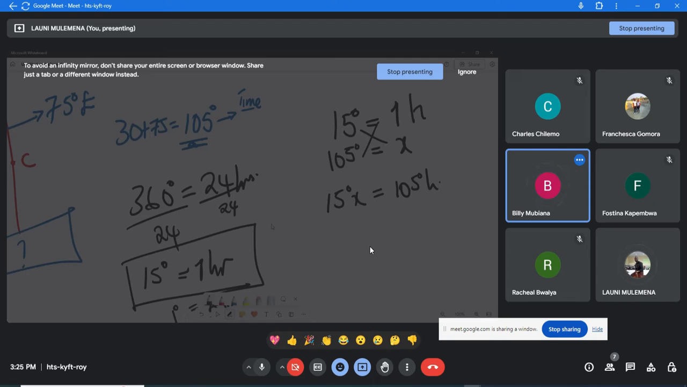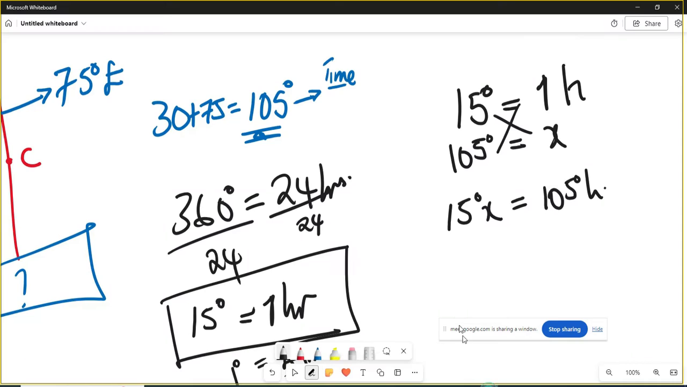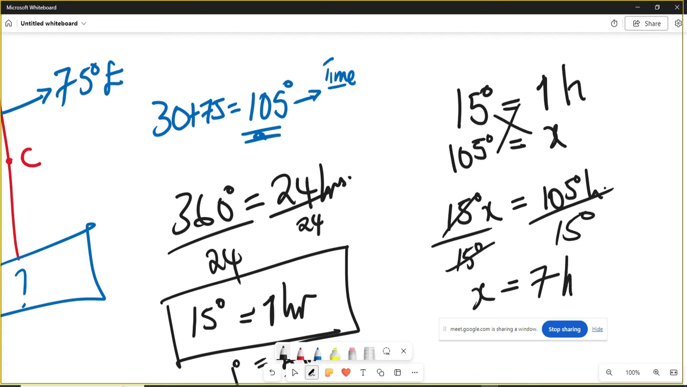All right. Now at this stage, we can divide by 15 degrees so that we know the value of x. So x is equal to 105 divided by 15. You agree with me that the answer is 7. So this 7 is 7 hours. What is it representing?